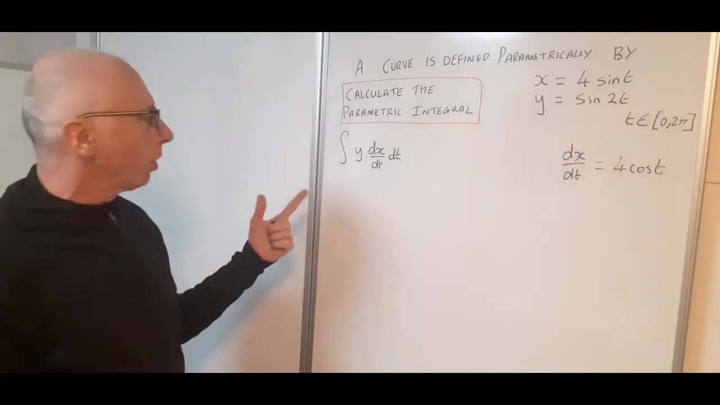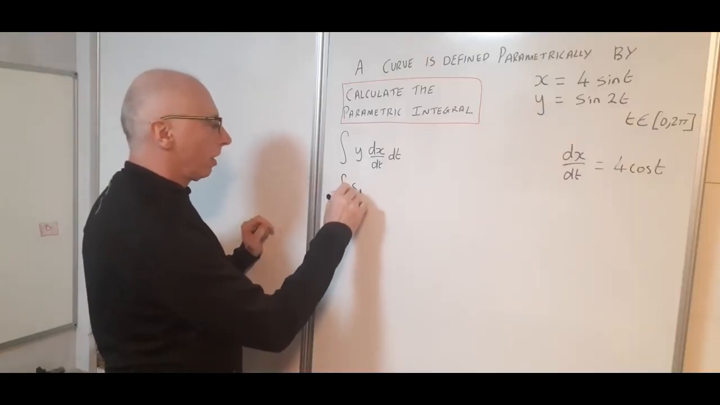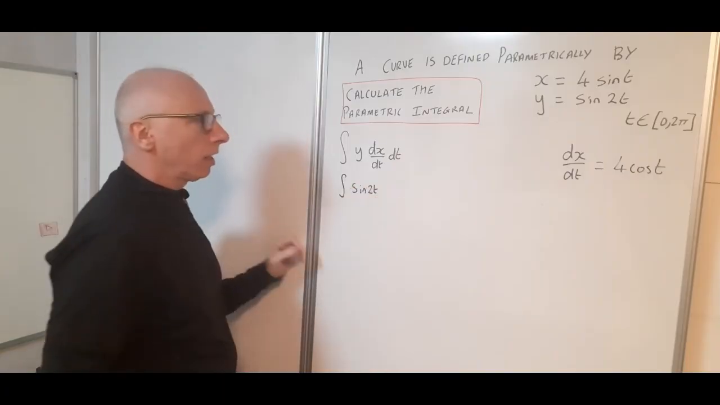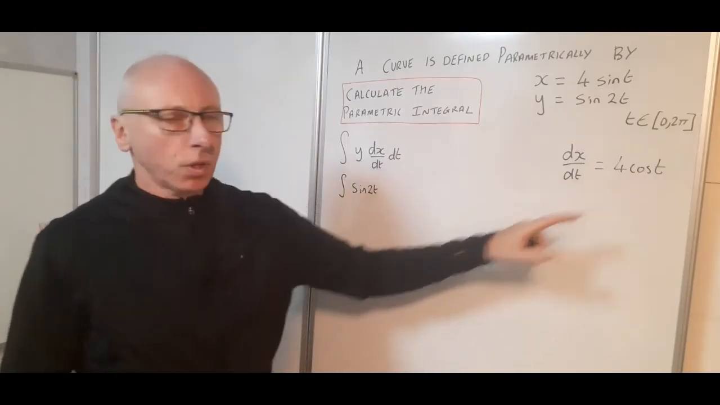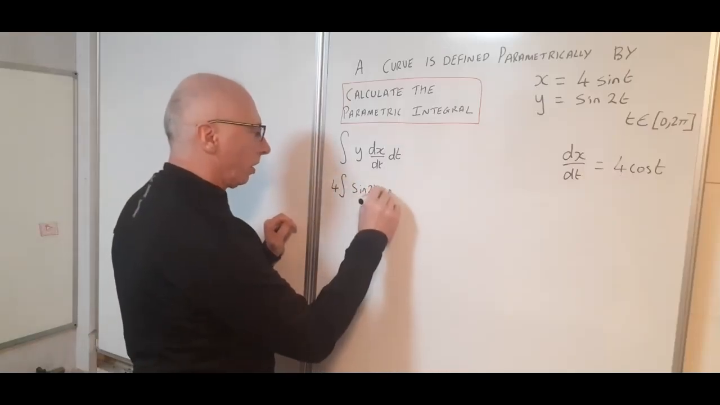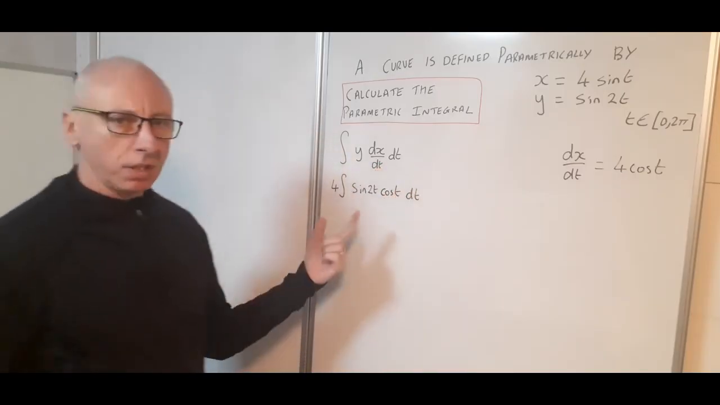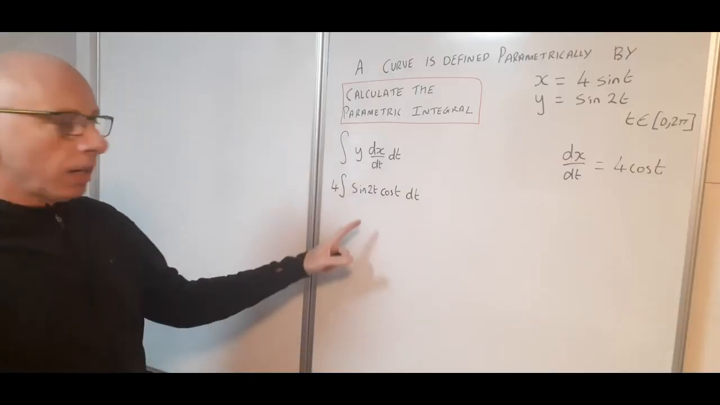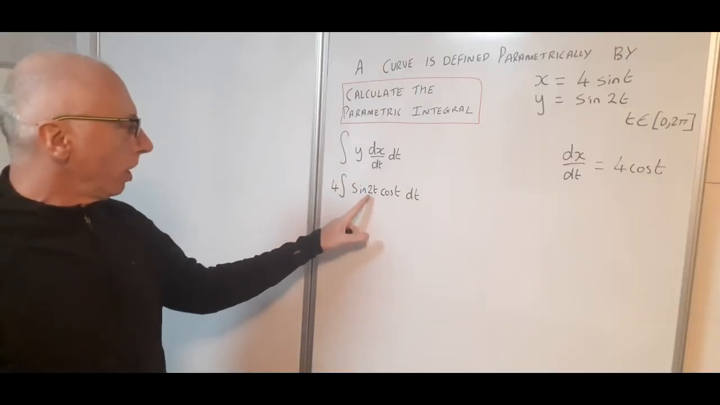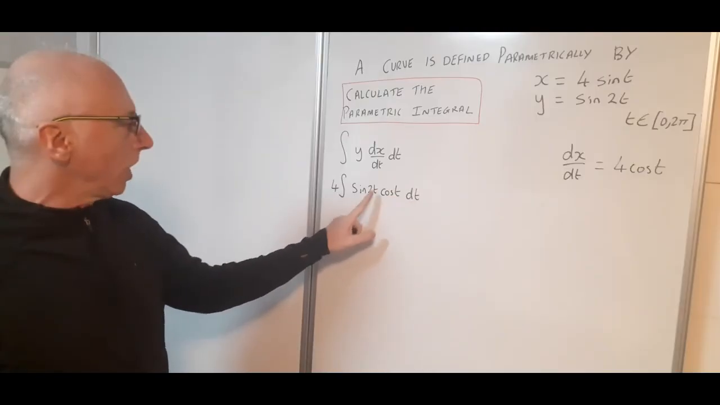So I'm just going to show you what I mean by putting those into our integral. So y is sine 2t, dx/dt is 4 cosine t. So I'll bring the 4 out the front, 4 cosine t, and then that leaves me with dt, obviously integrate with respect to t. Now if I want to do some substitution, the 2t and the t, that's not going to work for me just yet.